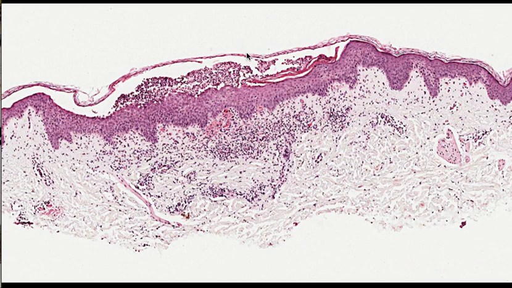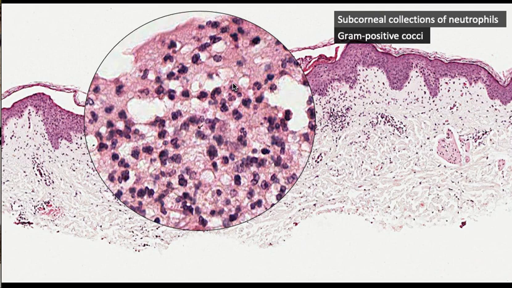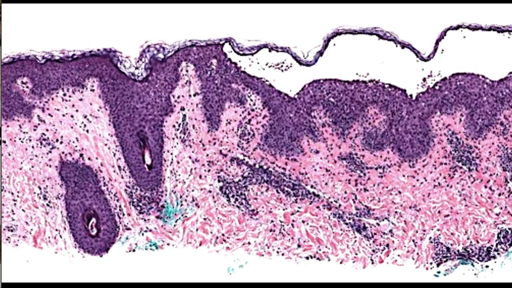So the first example, we have this lesion where we see the bullae formation is corneal or subcorneal. And when you look into the bullae, you will see on high power neutrophils and gram-positive cocci. So the diagnosis is impetigo. The second example also has bullae formation up high, looks like subcorneal or high in the epidermis. In addition, we have acantholysis. So the diagnosis is pemphigus foliaceus.